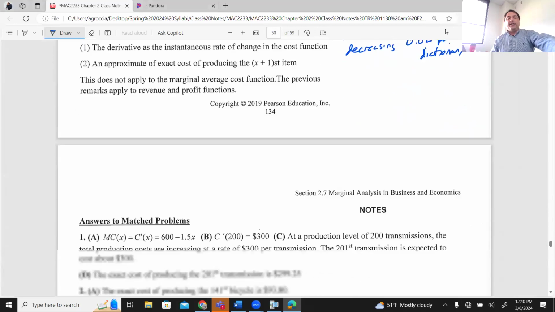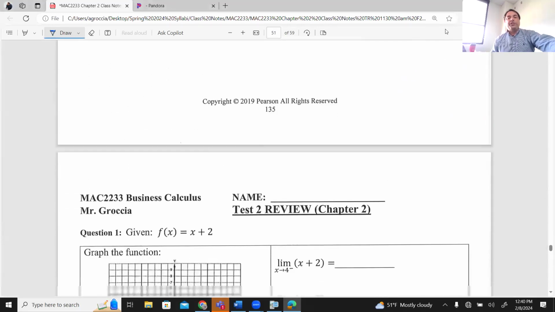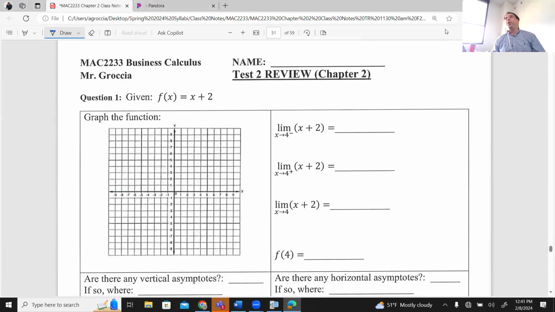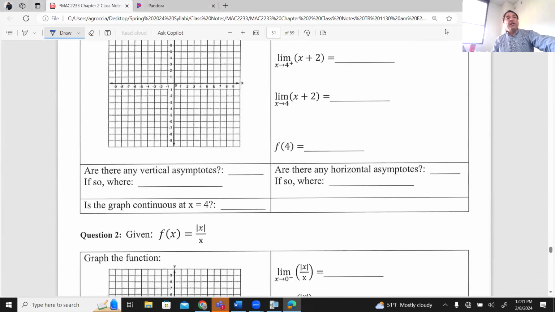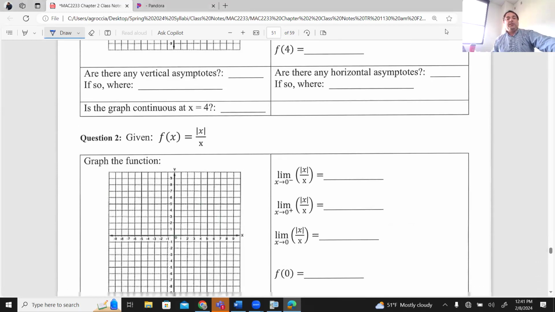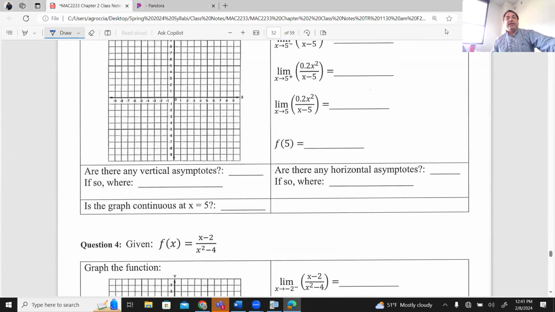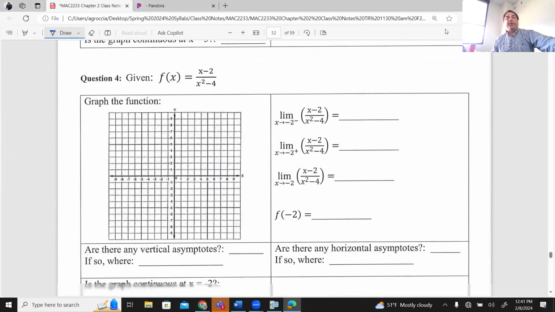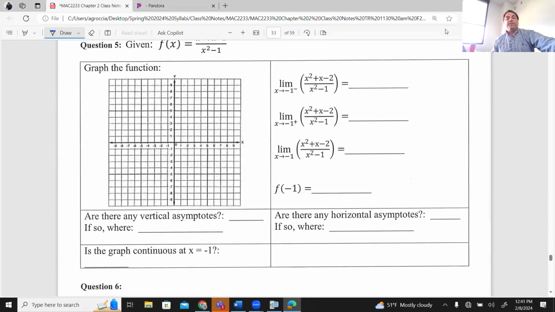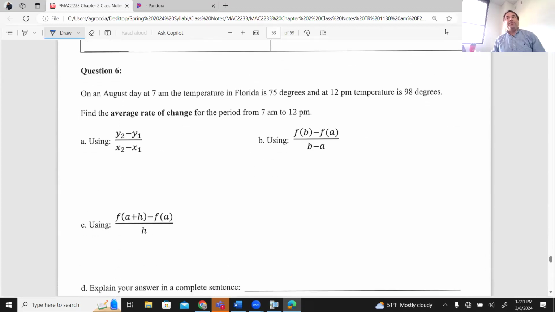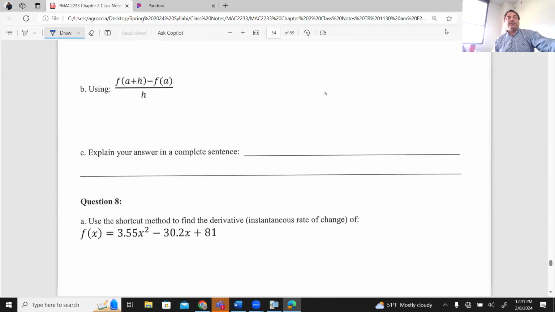So that's it. We are done with chapter 2. And what you have next is the review. So I just want to walk through the review real quick. Remember, it's been a while, but we've done limits. We've done vertical and horizontal asymptotes. We've talked about continuous, limits, vertical and horizontal asymptote, continuous. We've also talked about average rate of change. We used 3 different formulas, leading us to the derivative formula. There's a couple of those to practice.